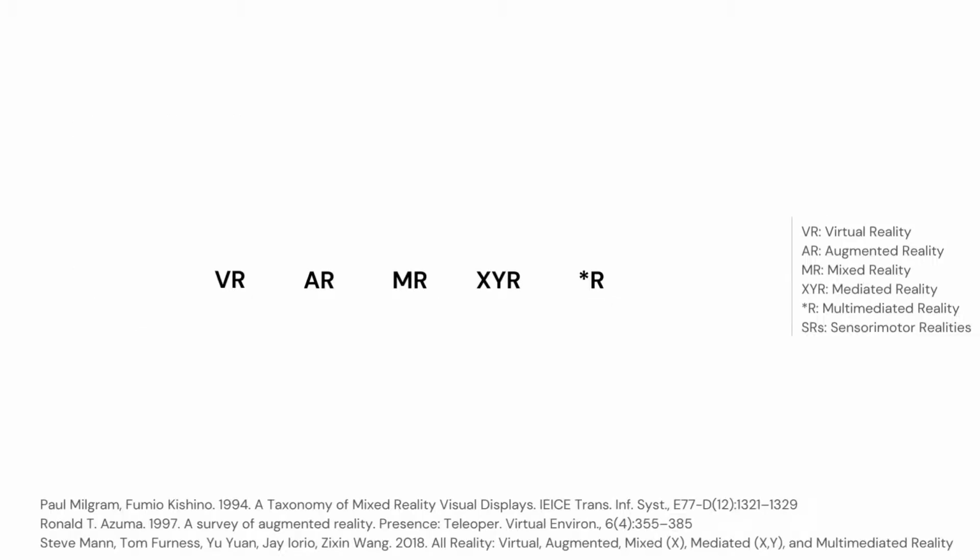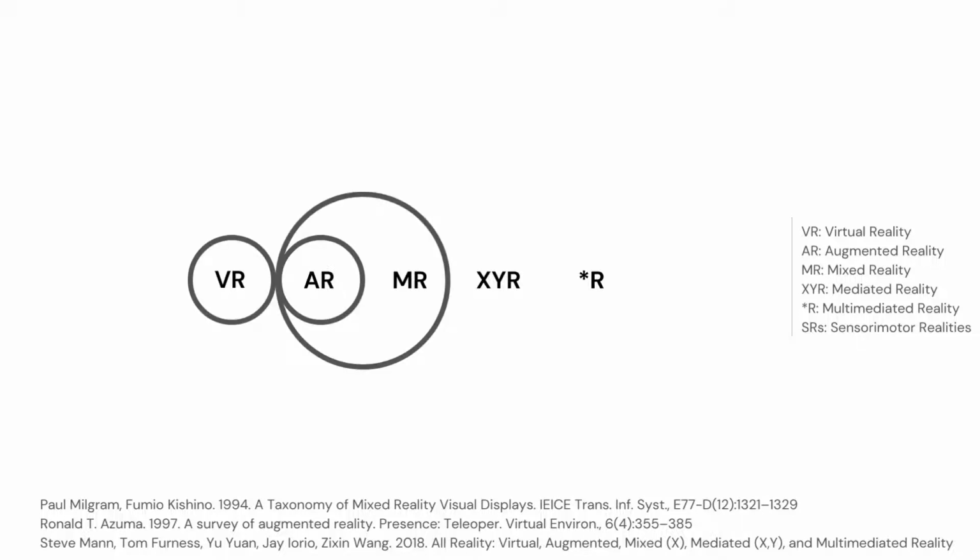Sensorimotor realities relate to other types of computer-supported realities, including virtual, augmented, mixed, mediated, and multi-mediated reality. In the following, we adopt the formalization employed by Mann and colleagues to examine these concepts as supersets and subsets. For example, augmented reality is a subset of mixed reality according to Milgram and Kishino's reality-virtuality continuum, and mixed reality is a subset of mediated reality according to Mann.